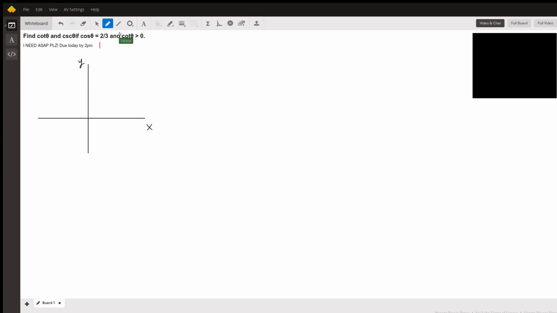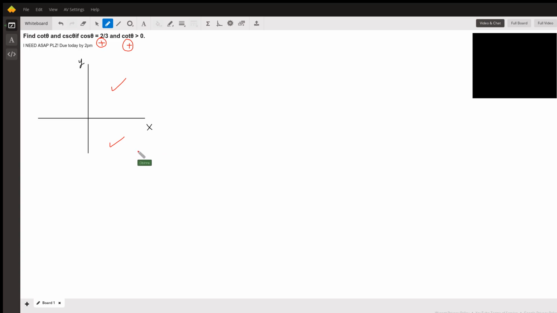And the reason why that's important is because we need to be able to identify where we are on the XY coordinate plane. Okay, so the cosine is positive and the cotangent is positive, and that's going to allow us to pinpoint our location. First things first, the cosine corresponds to the x coordinate. So therefore, where is x positive? Well, x is positive here and here. So now we've narrowed down the region of space where we are to either one of those two.